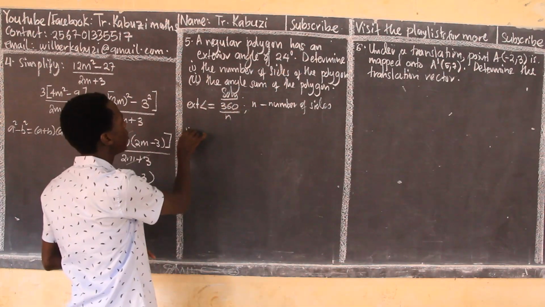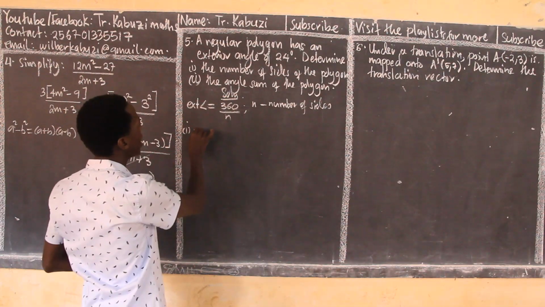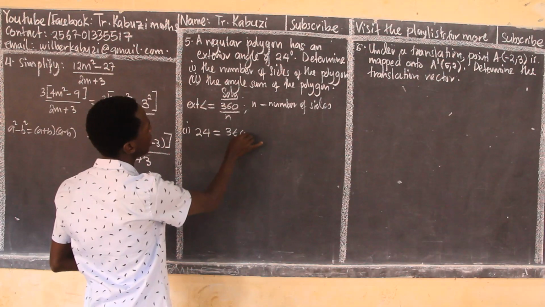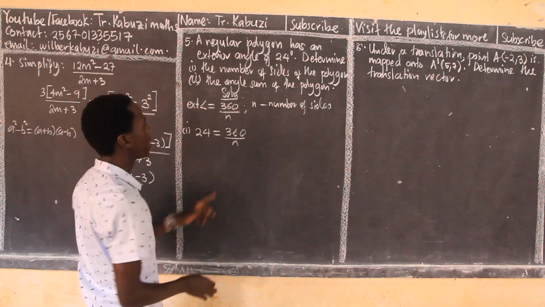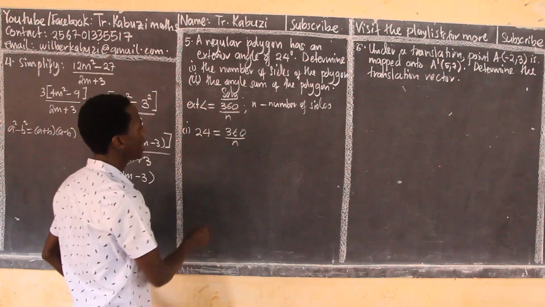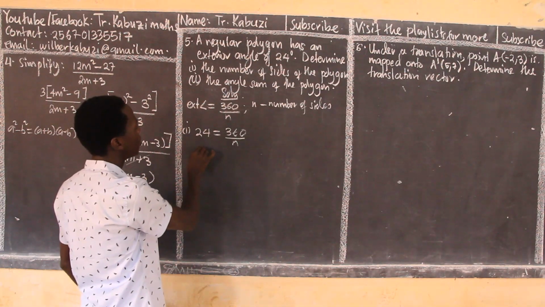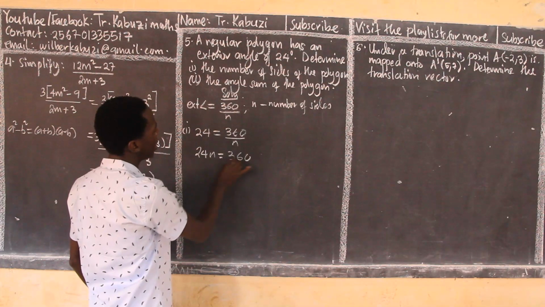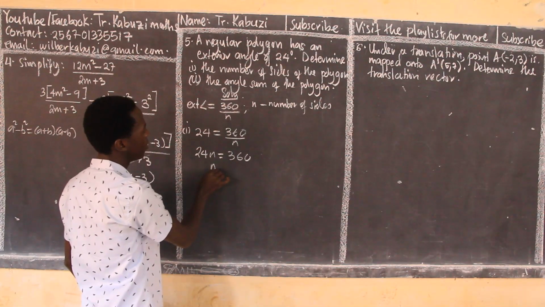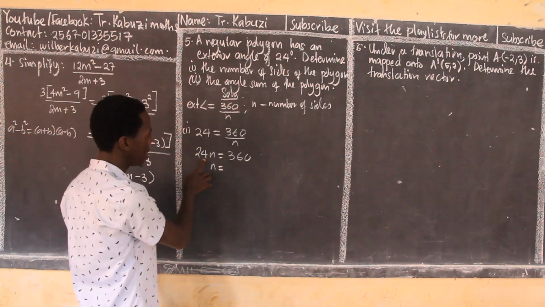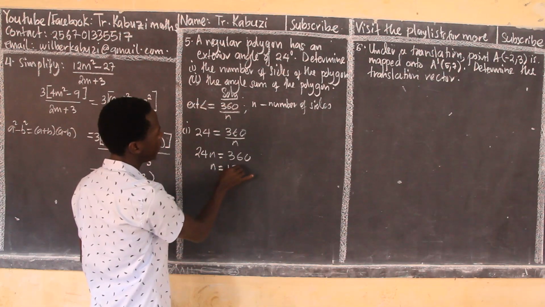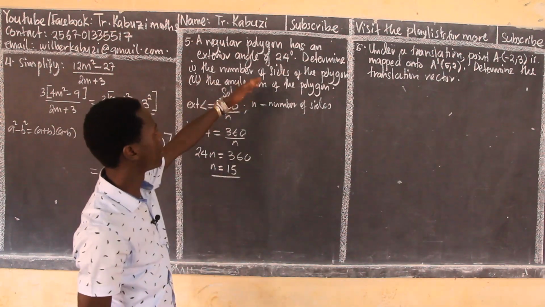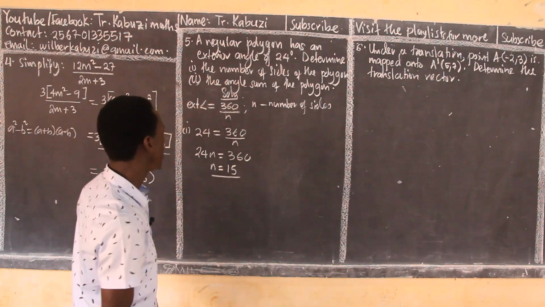So by Roman numeral 1, the exterior angle there is 24 equals 360 the whole over n. I need this n, so I cross multiply to this side. So I have now 24n equaling 360. Divide by 24 there. Your n is going to be 15. So it means that this polygon had 15 sides.